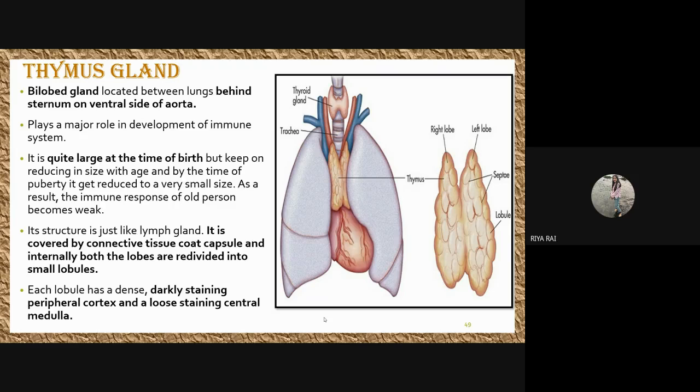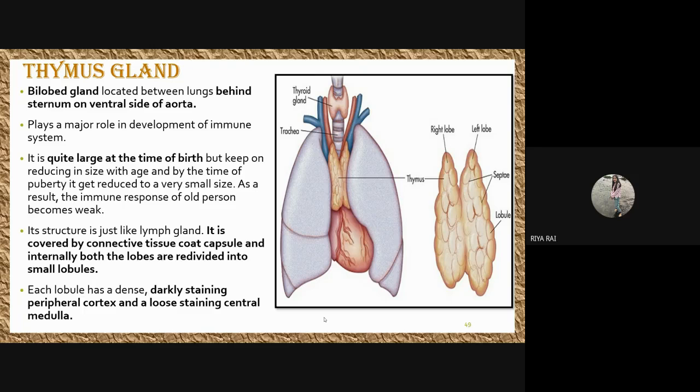As we can see in the image, it is a bilobed gland. The right lobe and the left lobe are present, and different lobules are present in this gland. These small lobules are covered by connective tissues. At the time of birth, this thymus gland is quite large, but as the age increases, the size of the thymus gland keeps on decreasing. Due to this, the immune response of an old person is weak.